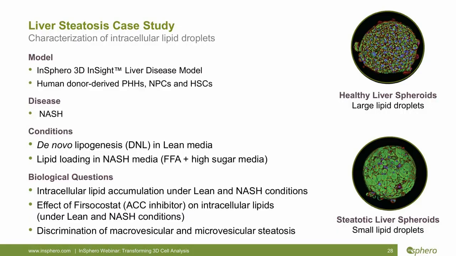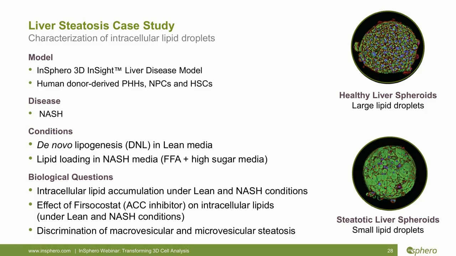The first example involves the quantification of lipid droplets for steatosis in a NASH liver disease model. Steatosis is an important hallmark and an initiating event in the development of NASH. For this study, we used InSphero's 3D InSight liver model, a multicellular model comprised of human donor-derived hepatocytes, Kupffer cells, liver endothelial cells, and human stellate cells.